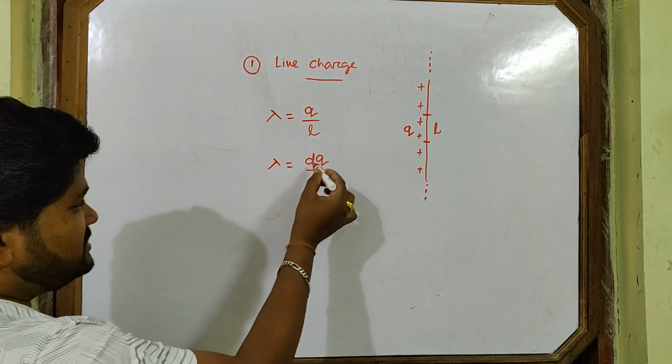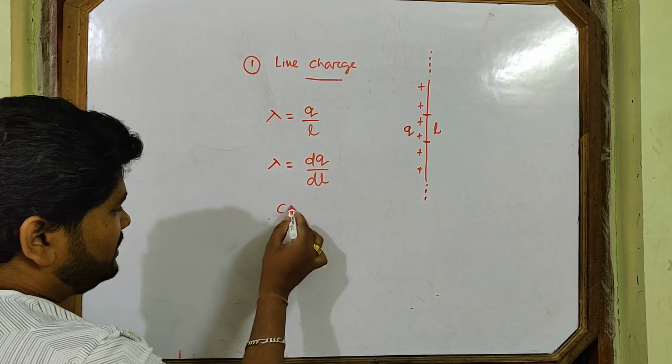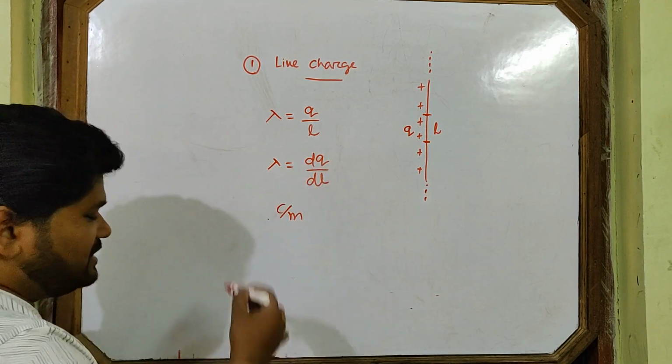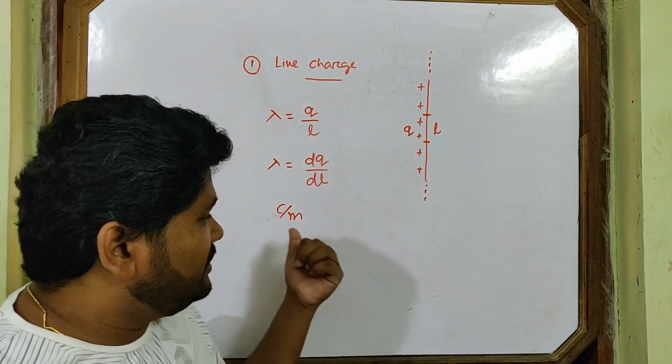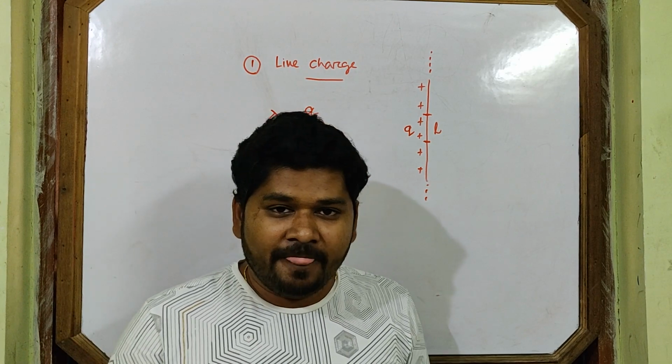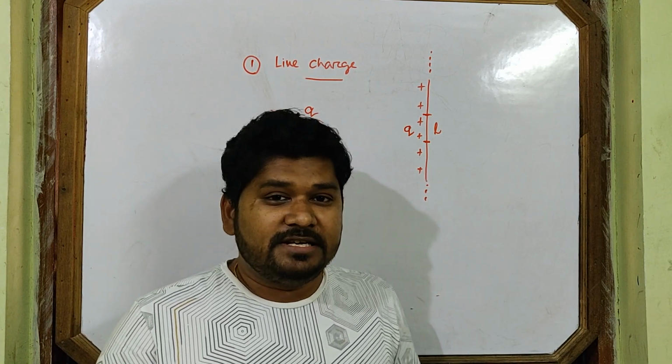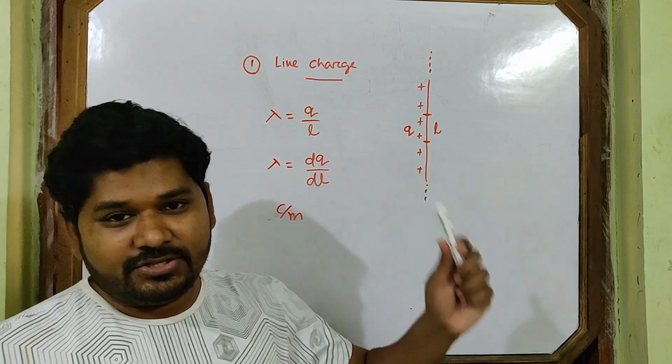And what is the unit? Coulomb per meter is the unit. The dimensional formula I will not do; I left it for you, you will find it. This is about linear charge density, or linear distribution of charge.